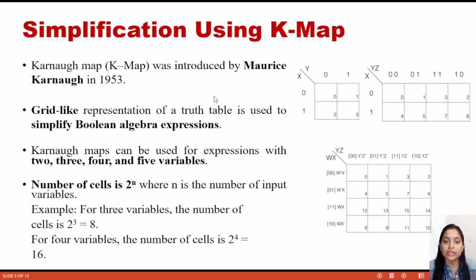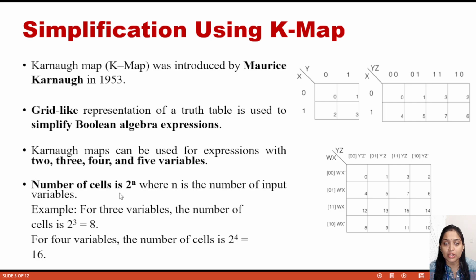It is basically used to express 2, 3, 4 and 5 variables. These are the Karnaugh maps. This is a grid-like representation. This is the 2 variable, this is the 3 variable representation, this is the 4 variable representation. How we will represent the 2, 3, 4 variables, one by one I will come. In the next 2 to 3 slides you can easily understand.